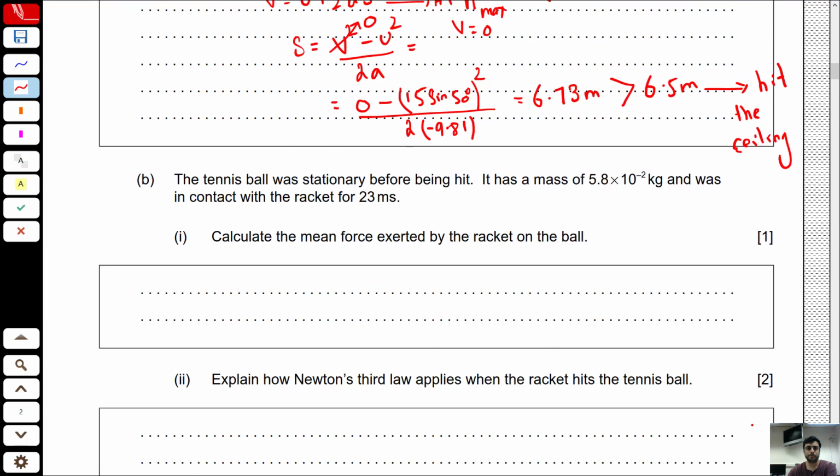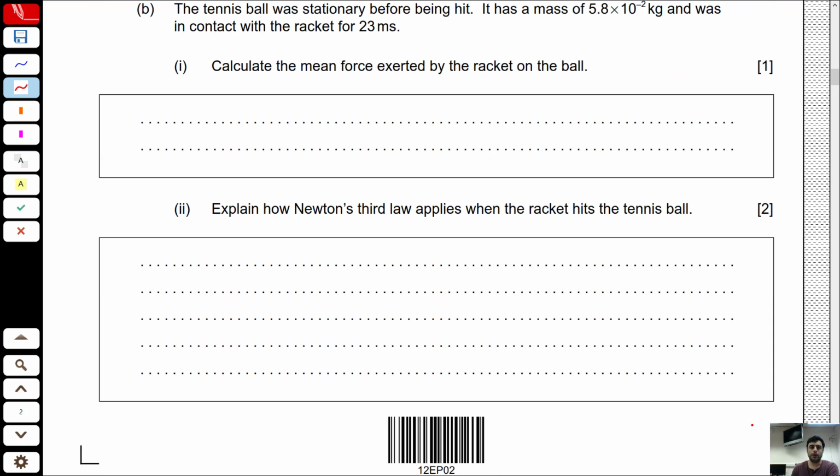Part B. The tennis ball was stationary before being hit. It has a mass of this much kg and was in contact with the racket for 23 milliseconds. Calculate the mean force exerted by the racket on the ball.